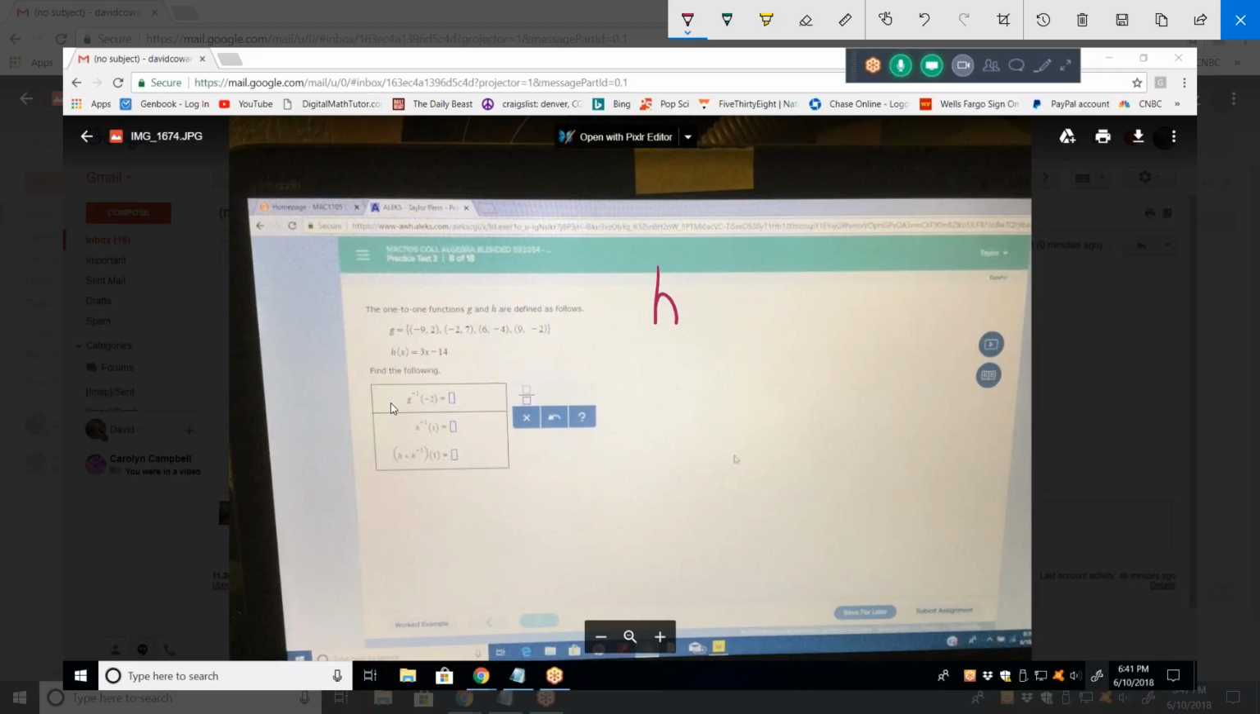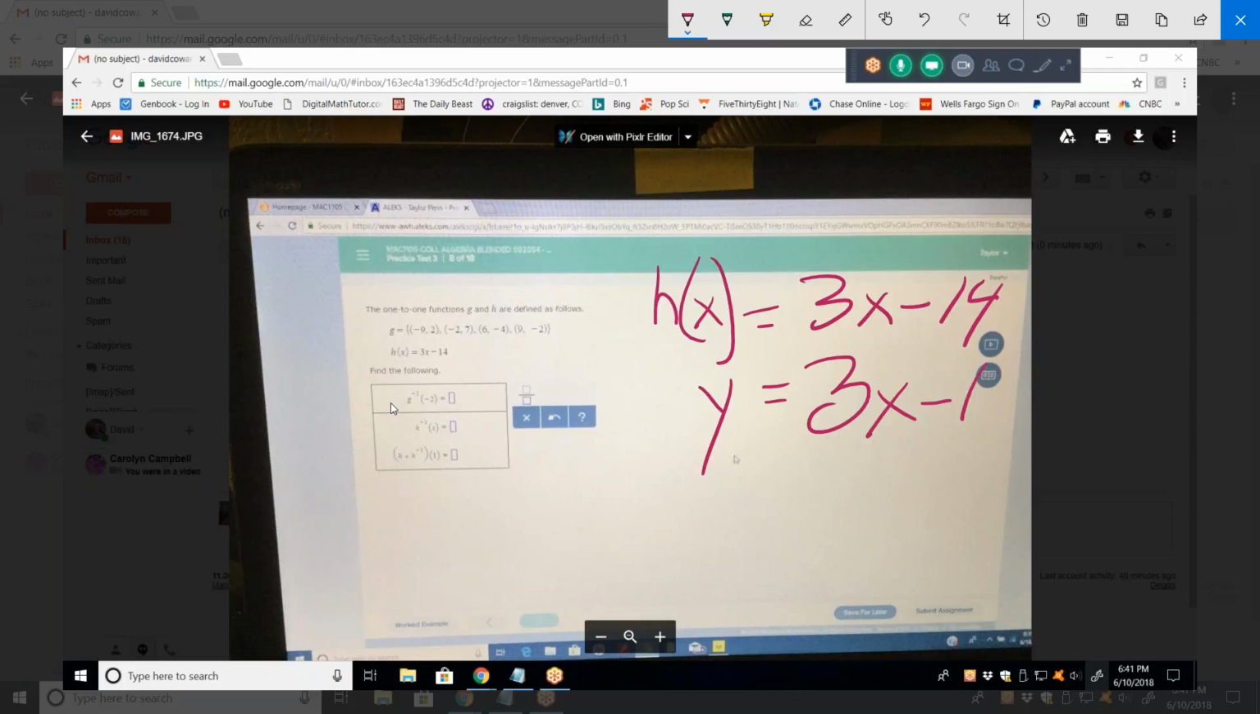So if h of x equals 3x minus 14, how do we find inverses? What's the easy way? I'm used to doing it just with the plots of the two numbers. It's a simple two-step process. You switch the variables and you solve for y.